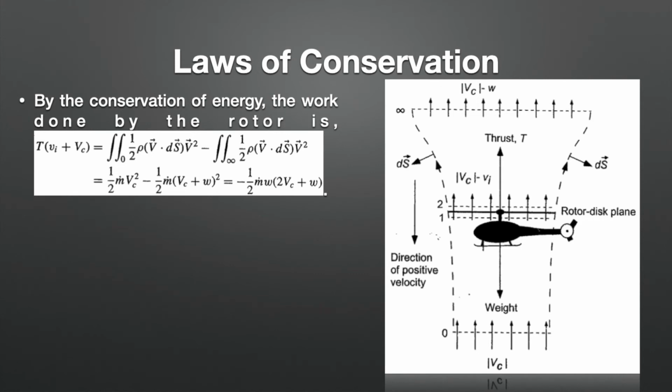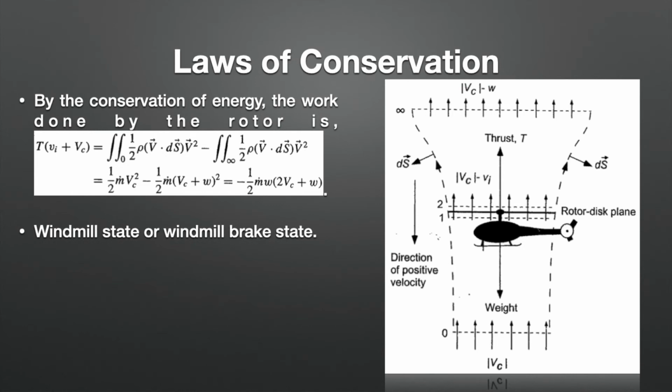That gives us the equation T into Vi plus Vc is equal to the equation you can see in the image. The final formula is minus 1 by 2 m dot omega into 2Vc plus omega, which is also a negative quantity. Therefore, the rotor is now extracting power from the airstream, and this operating condition is known as windmill state. More usually, it is referred to as windmill brake state.